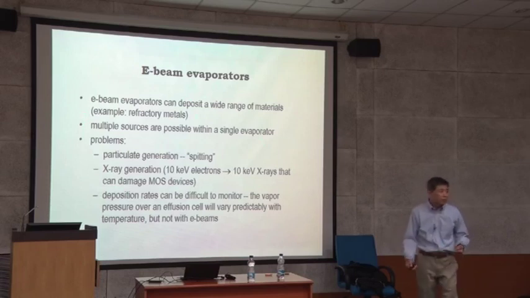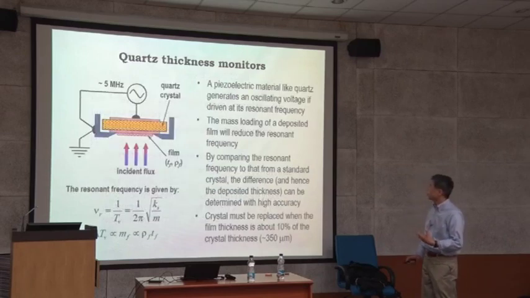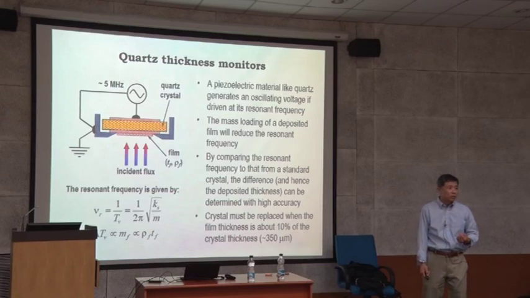For example, refractory metals we can do. Some elements you can do by thermal evaporation, and some elements you can do by e-beam evaporation. Okay, I think this is all you know. For the rate monitor, you use a quartz crystal monitor, and the thickness calibration is done using this.